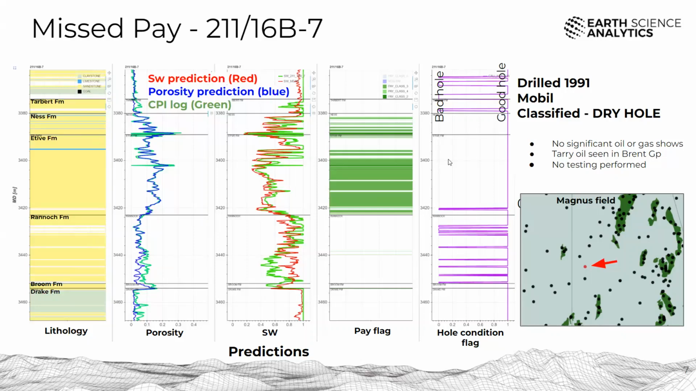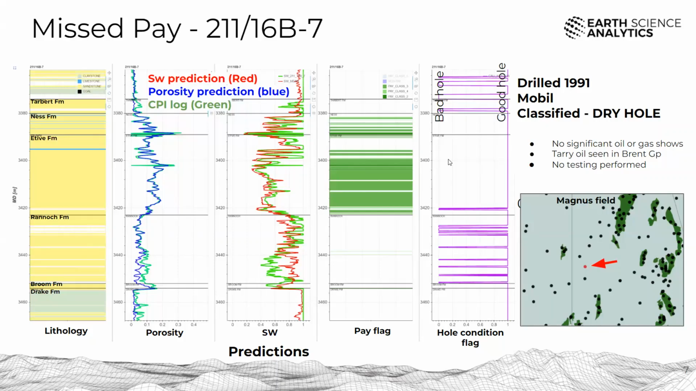Our blue curve is our predicted porosity, and our red curve is the predicted water saturation, and then we have a pay flag based upon various cutoffs we've used for porosity and water saturation. So what's interesting here is that we are predicting reservoir-style porosities in the Brent group, and we are predicting low water saturations in the Brent group as well.